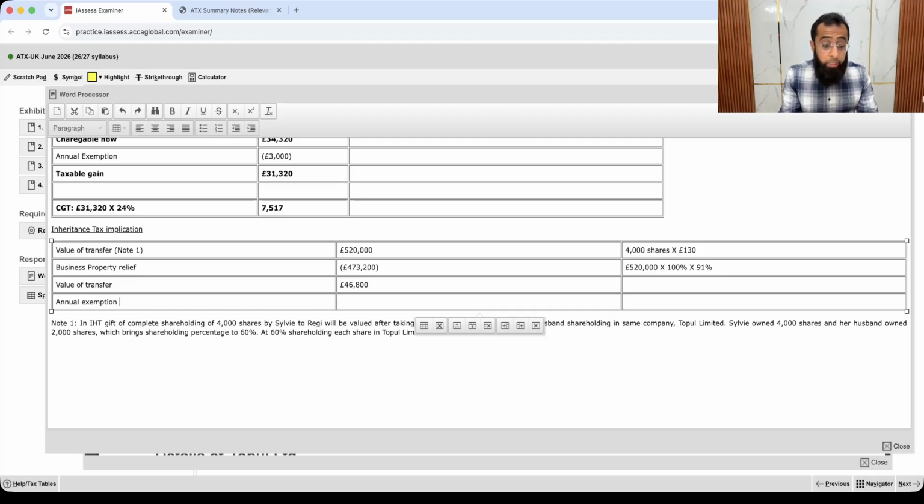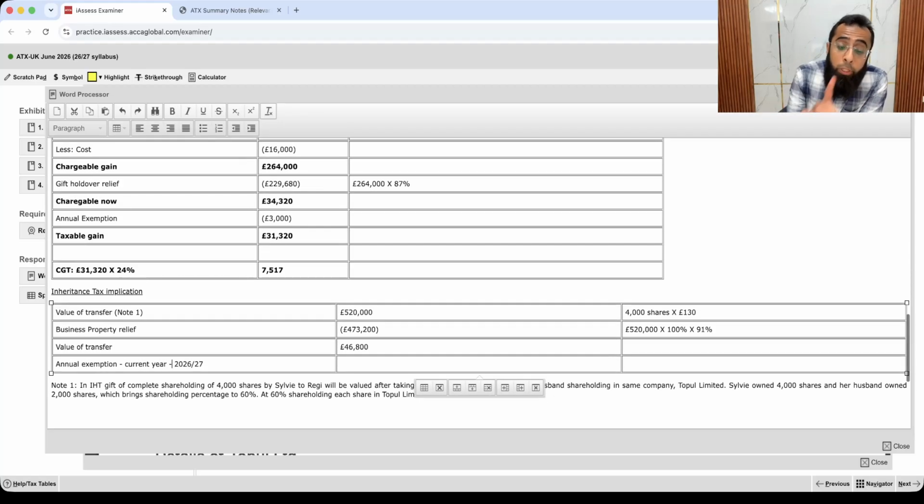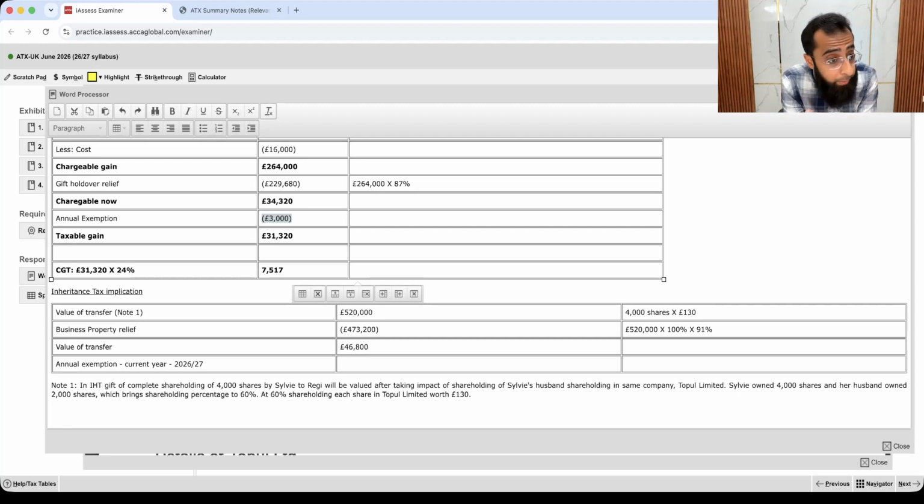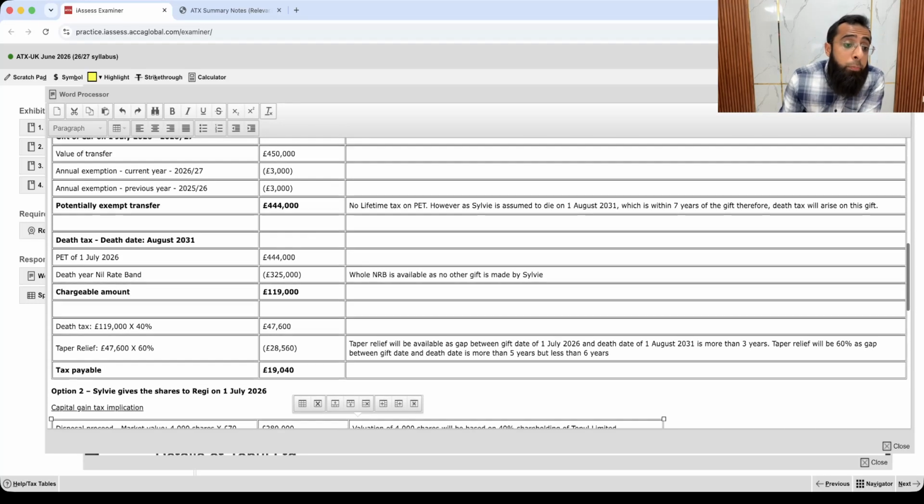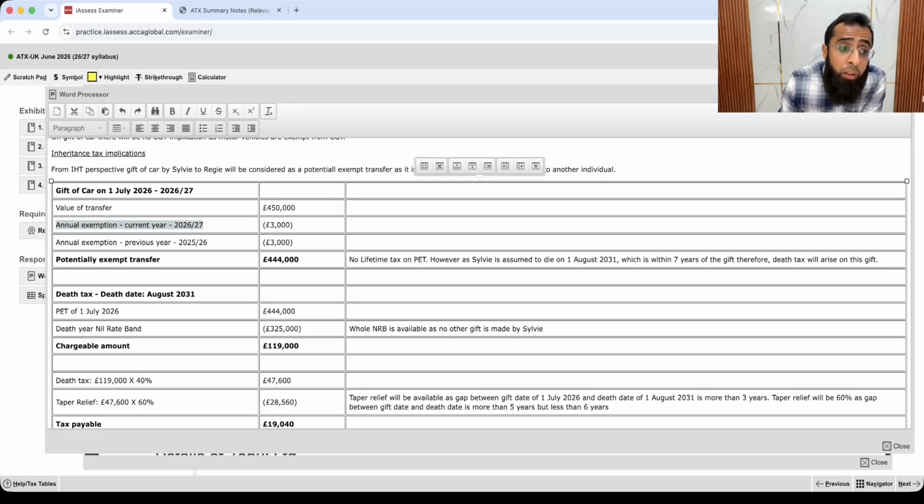Now in annual exemption, some students may make a mistake, so let me explain that. Some students will say, sir, the annual exemption is already used in CGT. The point to remember is that CGT is separate and IHT is separate. So don't mix them. The annual exemption of IHT is separate. Second, some students will say, sir, the annual exemption is already used against the gift of car. But see, these are two options.